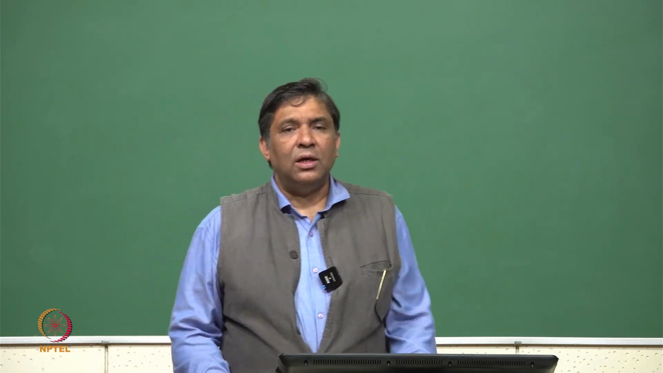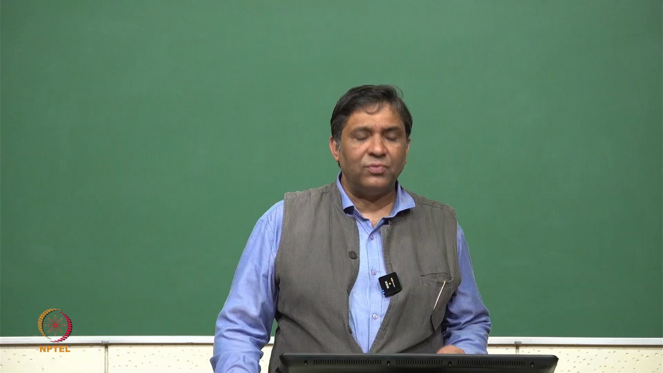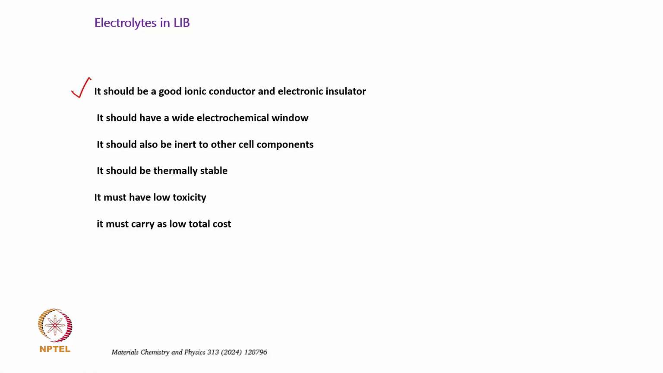So, what are the essential properties of an electrolyte? It should be a good ionic conductor and electronic insulator. Second, it should have a wide electrochemical window. Okay. So, what is the meaning of wide electrochemical window? Wide electrochemical window means suppose we operate it for 2 volt, it depends.